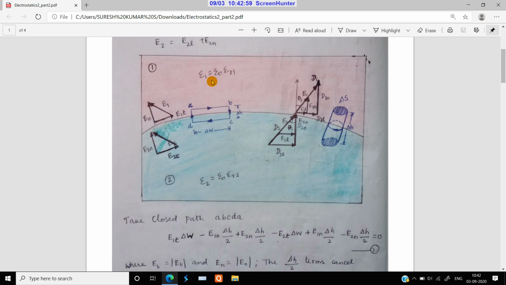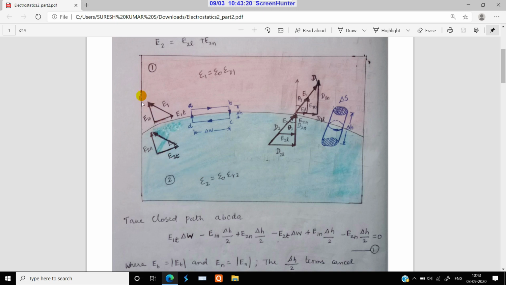So this can be defined as epsilon 1 equal to epsilon naught into epsilon r1, where epsilon r1 is the relative permittivity of the first dielectric, and epsilon 2 is equal to epsilon naught into epsilon r2, where epsilon r2 is the relative permittivity of the second dielectric.